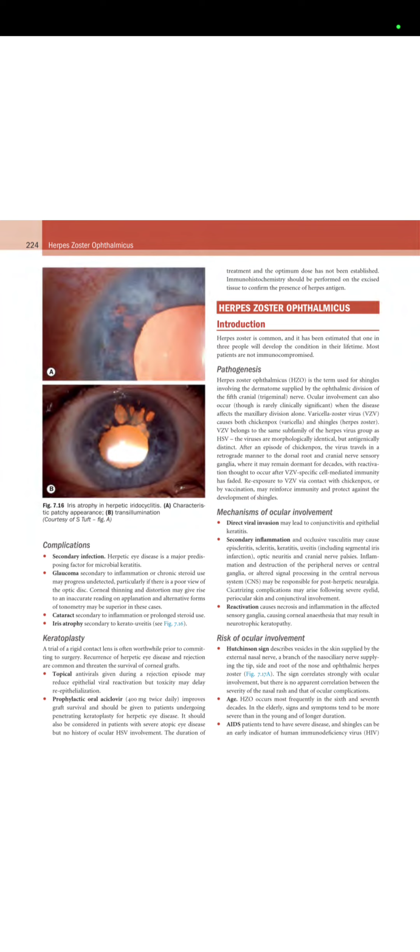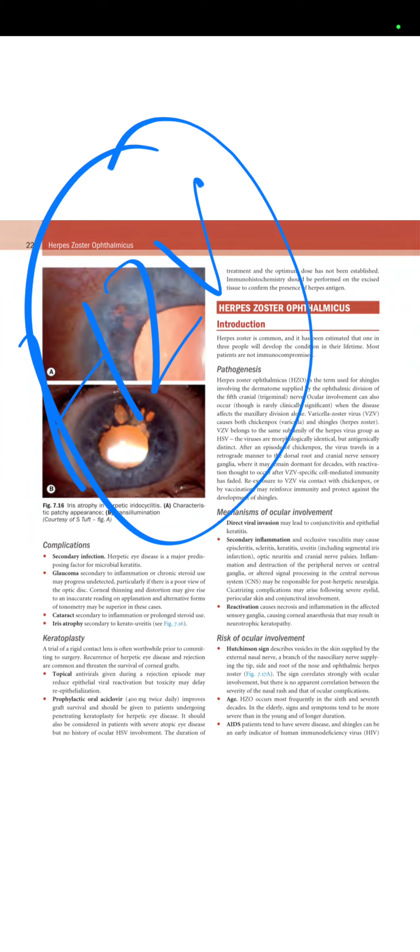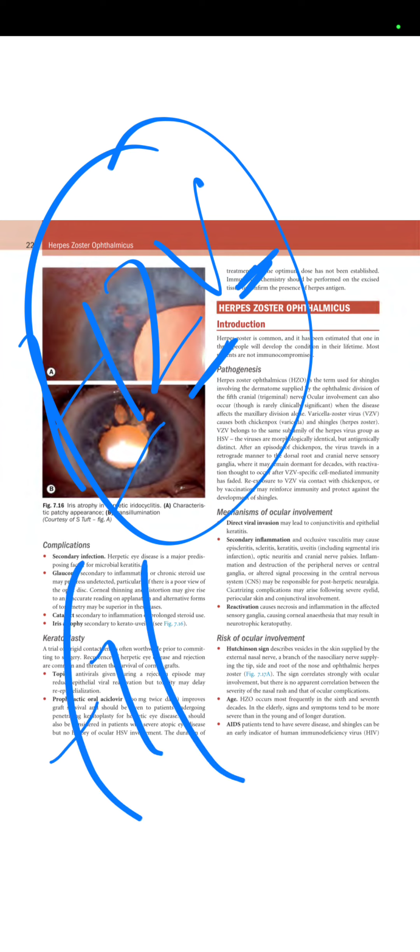In this part, we are going to discuss herpes zoster ophthalmicus, the herpes zoster virus. It is basically the virus that infects the cornea. It has two stages. The primary stage is chickenpox, called varicella, and in the second stage it causes shingles, which is called herpes zoster. Now we will see what's written in it.